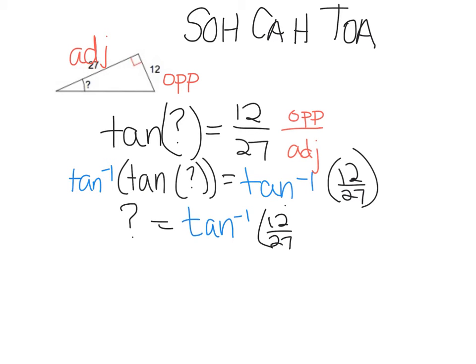Now, anytime you are solving for an angle, you are going to use the tangent inverse, that little -1. So type that into your calculator. Do second tangent button, so you get the tangent with a little -1. It opens a parenthesis. We're going to do 12 divided by 27. And what we should get is that question mark, that angle, is equal to 23.96 degrees. We're going to round to the nearest hundredth.